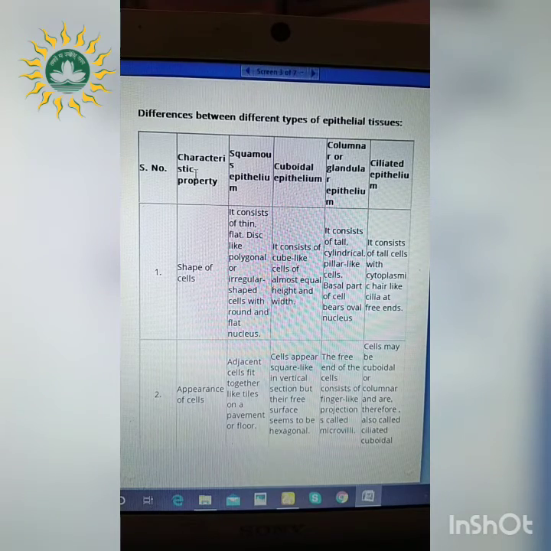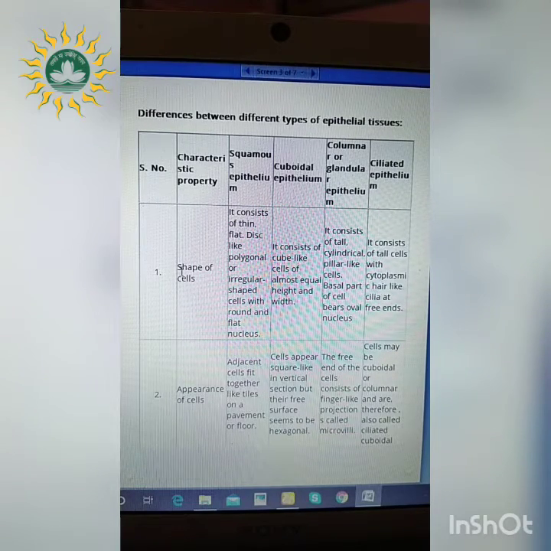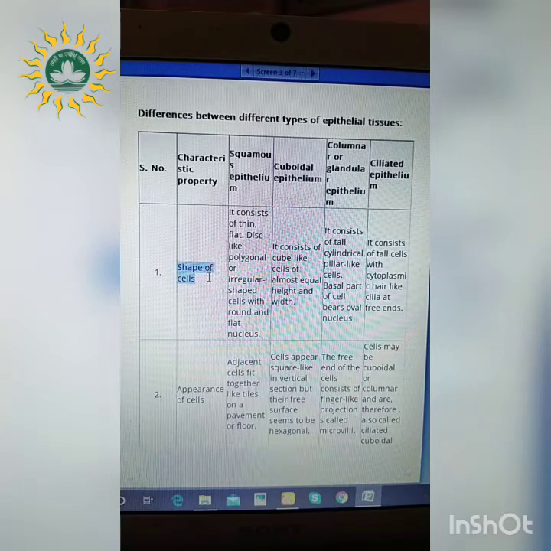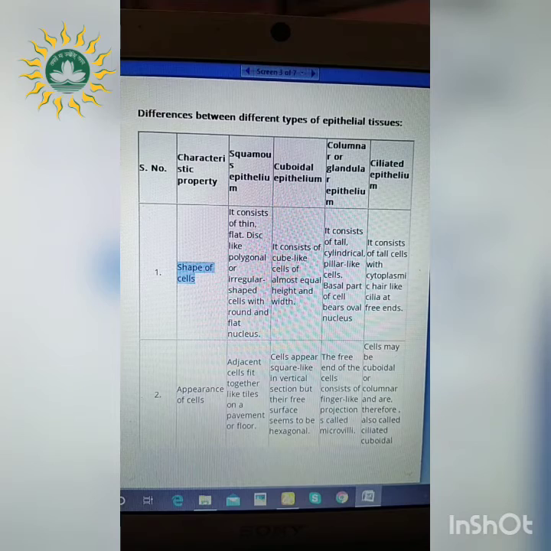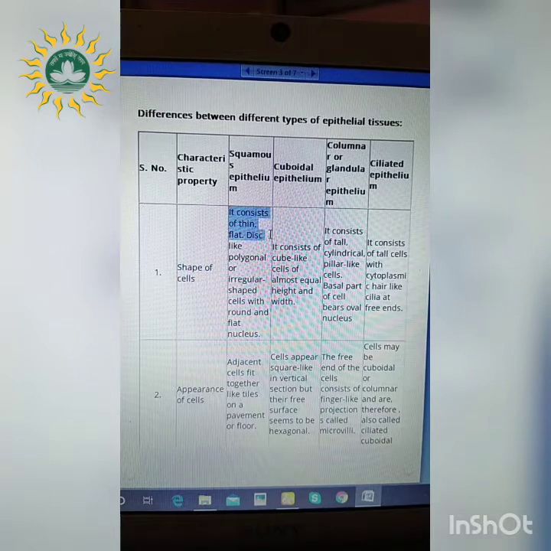Firstly, coming to the characteristic properties of different types of epithelial tissues. First is the shape of cells. The squamous epithelium consists of thin, flat, disc-like, polygonal or irregular shaped cells with a round and flat nucleus. So in this one, the shape is mainly flat in nature along with a flat nucleus. Sometimes the shape of the cell may be irregular.